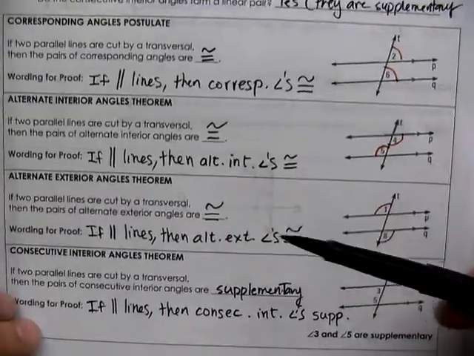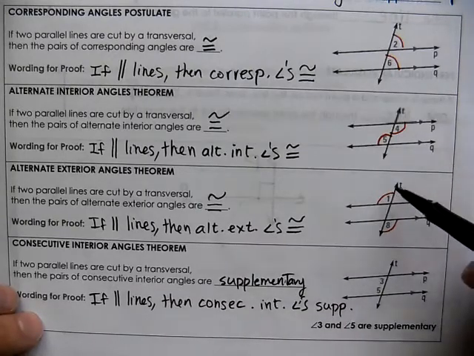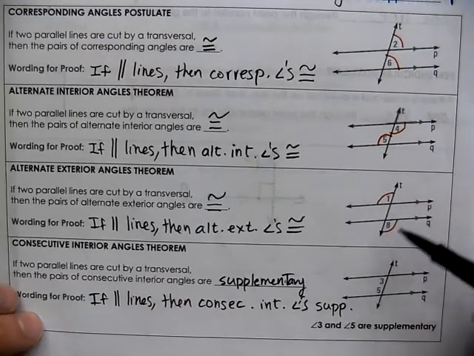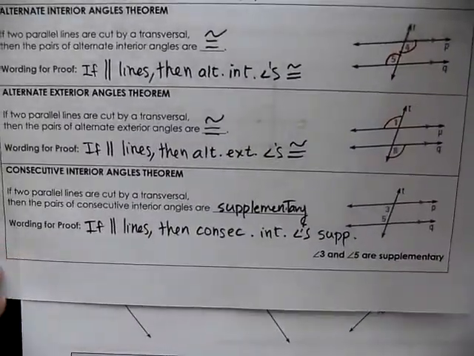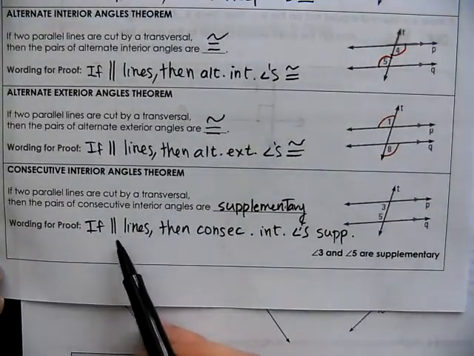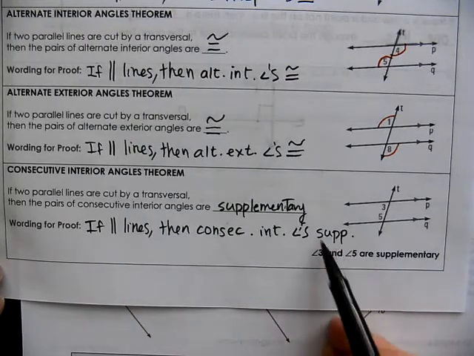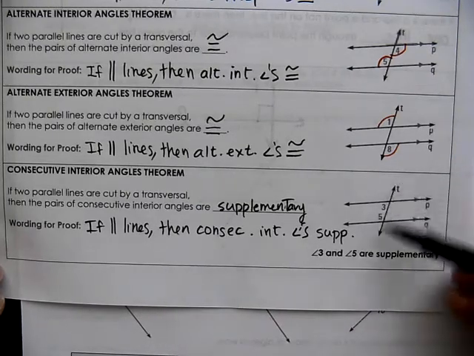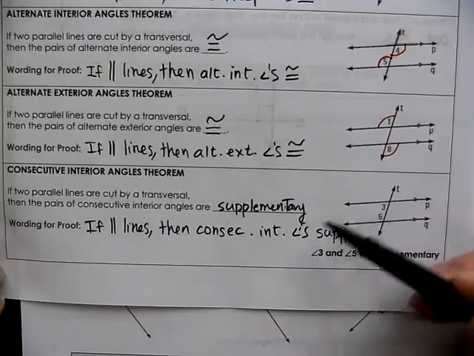If we have parallel lines, then we find that alternate exterior angles are congruent. So now we are outside of the two parallel lines, one on one side of the transversal and one on the other side of the transversal. And lastly, this was the exception. This is a little bit different. If we have parallel lines, then consecutive interior angles are supplementary. So consecutive meaning they're on the same side of the transversal, and interior, they're in between the two parallel lines. So these are not congruent, but they are supplementary.